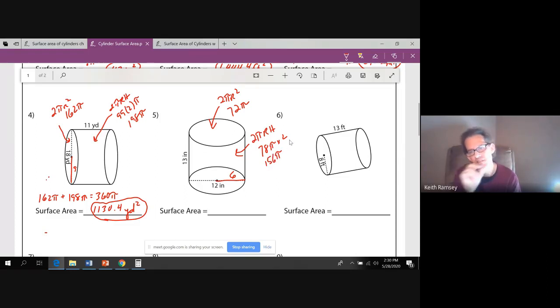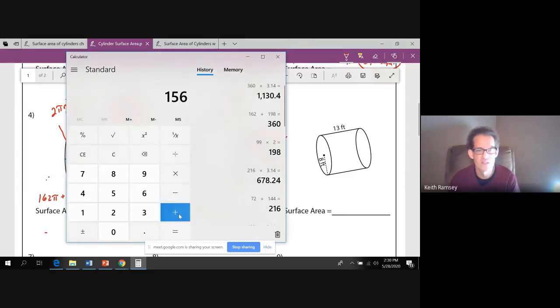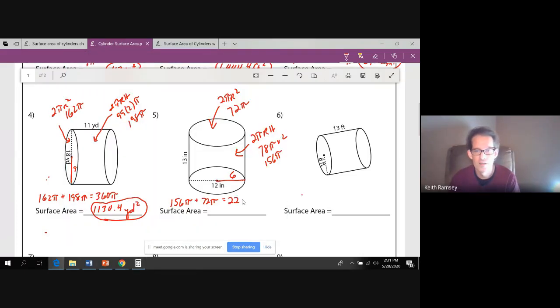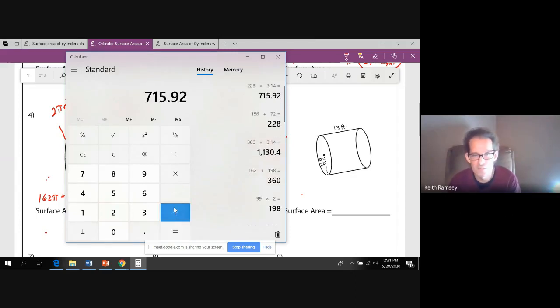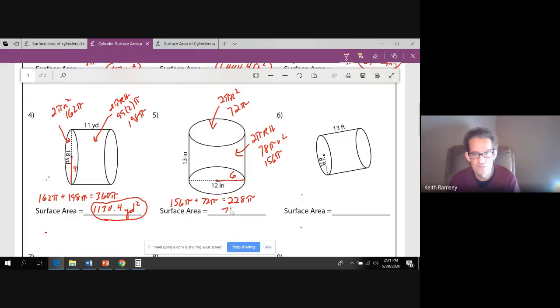My last step is I just add those two. So 156 pi plus 72 pi. Let's find out what that is. 156 plus 72 is 228. And the last step is just to multiply that by 3.14 for a surface area of 715.9. 715.9 square inches for number 5. Let's see how we did for number 6.